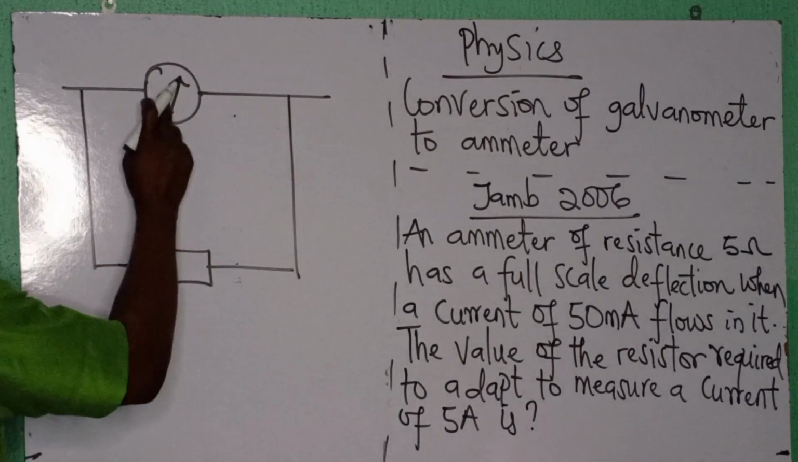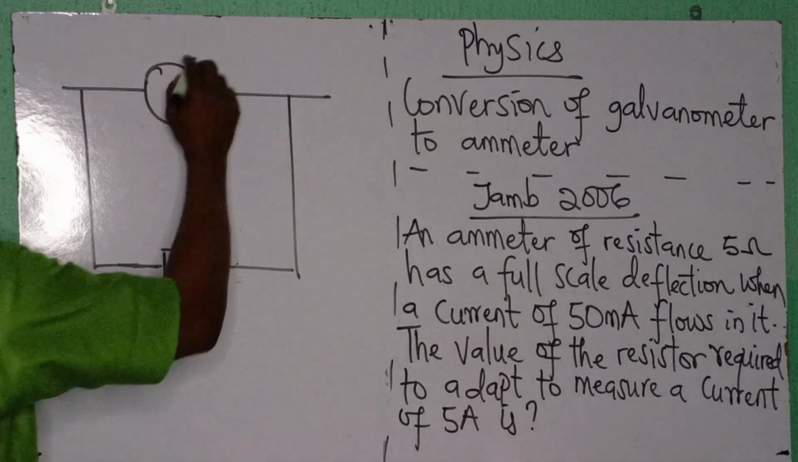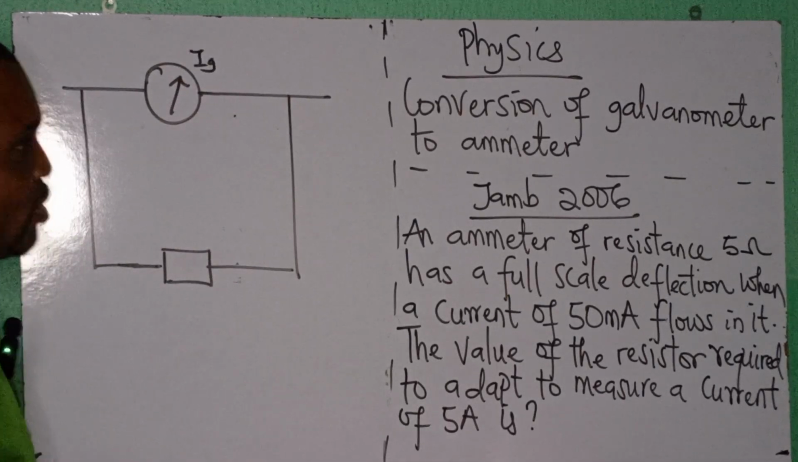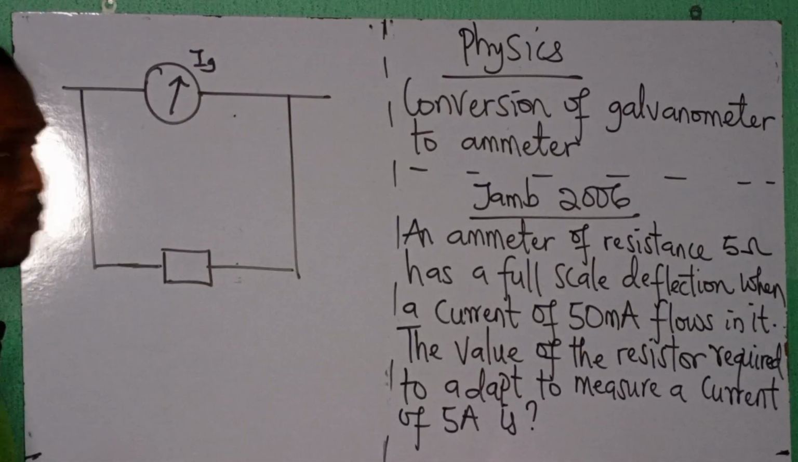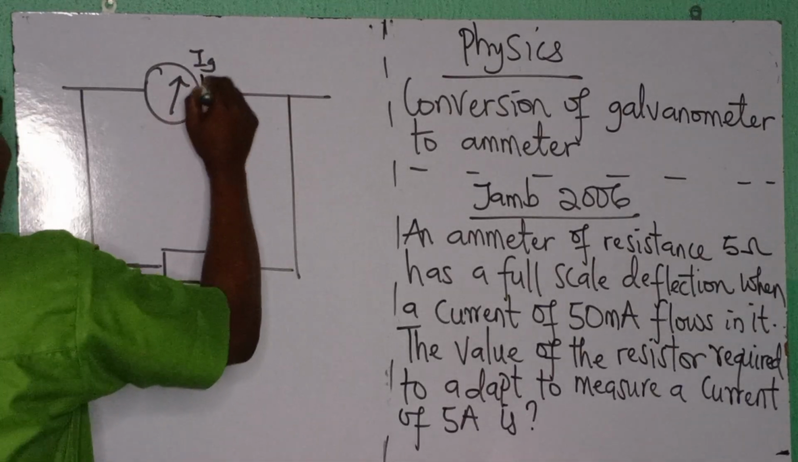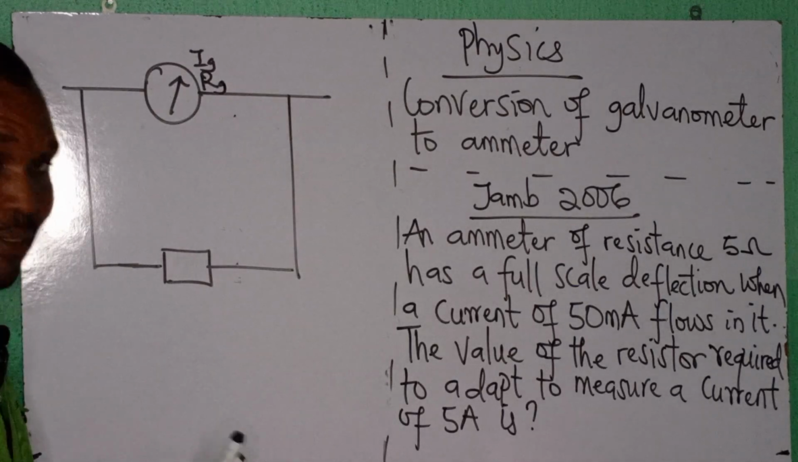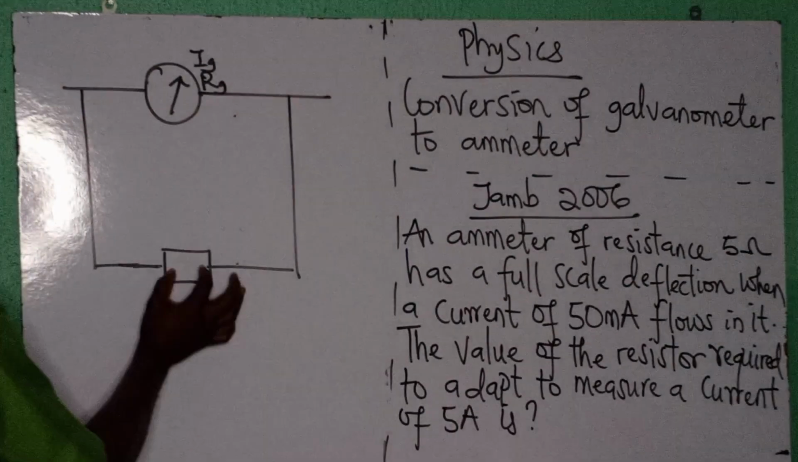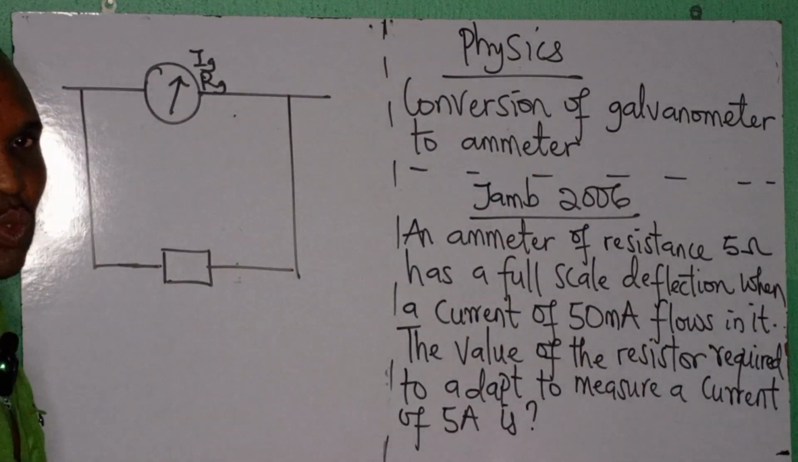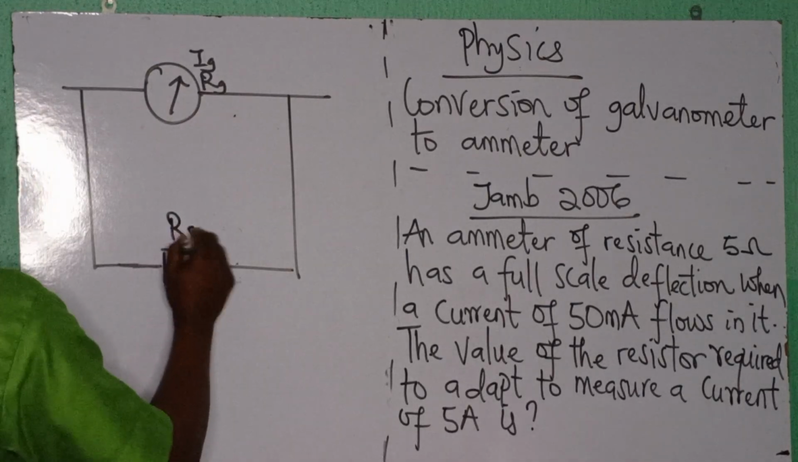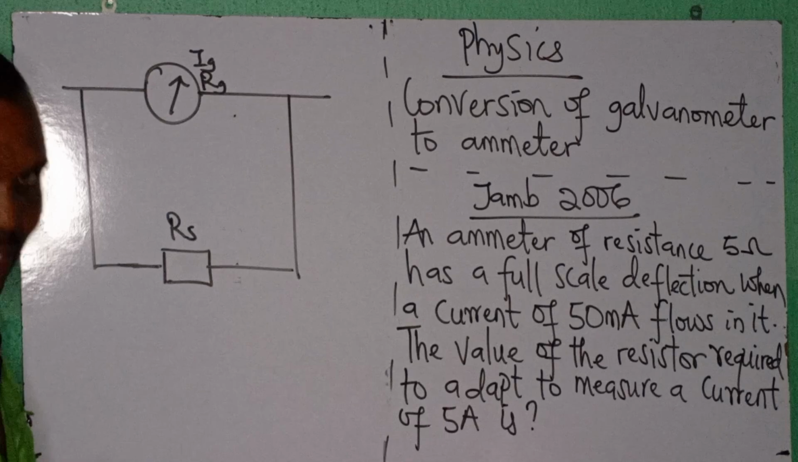Now, this is the galvanometer. There is a current that the galvanometer has, so I'm going to write it as IG. The galvanometer also has its resistance, so I'll write RG to represent the galvanometer resistance. Now this is the low resistance wire known as the shunt. I'm going to put RS here to represent the shunt resistance.